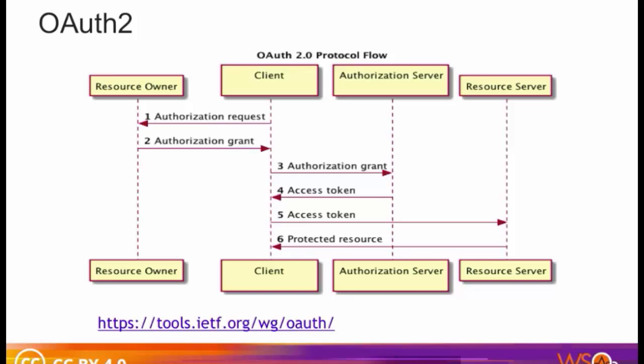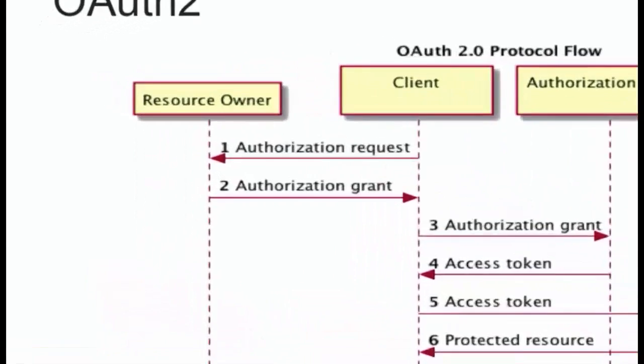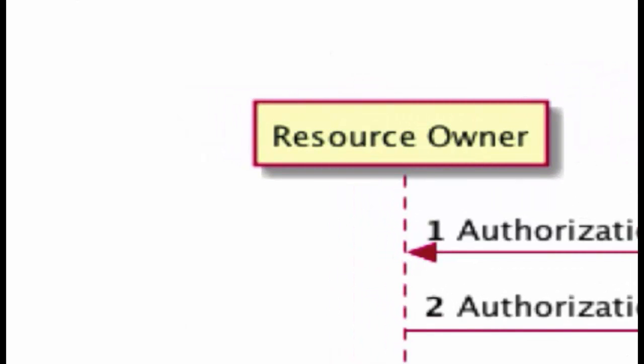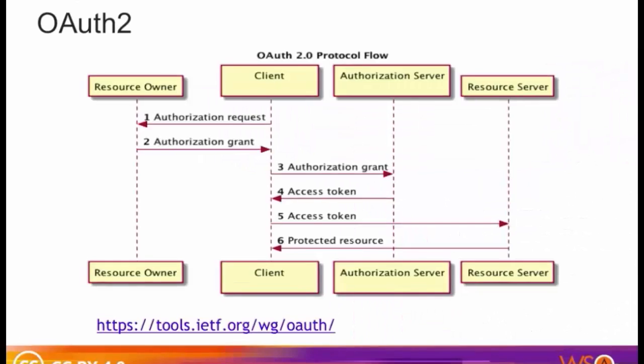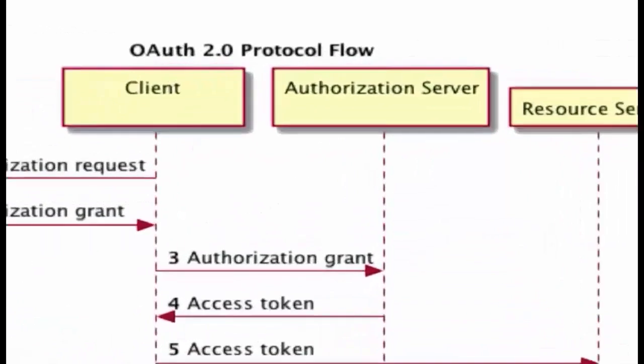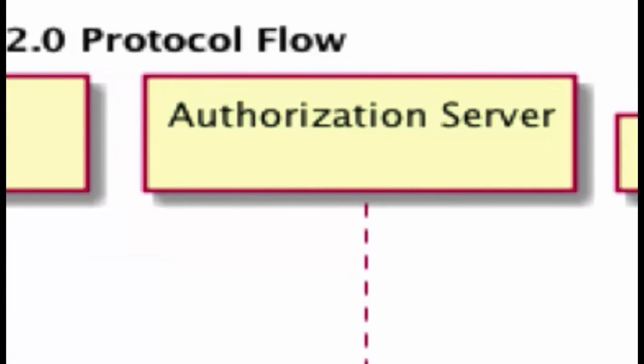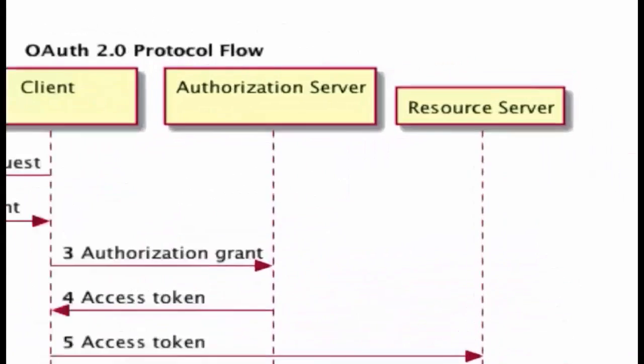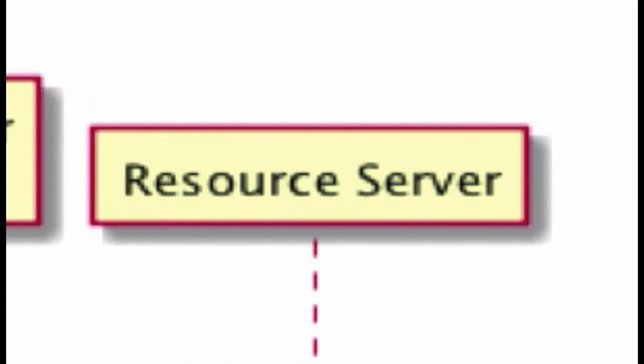OAuth 2.0 defines 4 roles. The resource owner is an entity capable of granting access to a protected resource, such as an end user. A client is an application making protected resources requests on behalf of the resource owner and with its authorization. The authorization server is the server issuing access tokens to the client after successfully authenticating the resource owner and obtaining authorization. The resource server is the server hosting the protected resources, capable of accepting and responding to protected resource requests using access tokens.